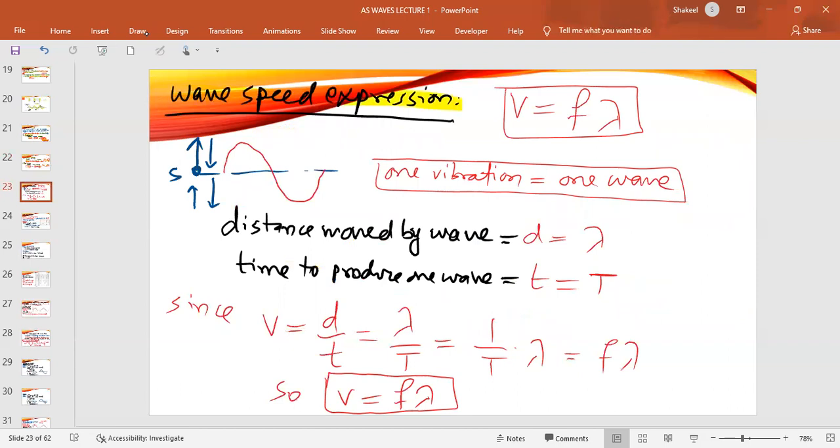Next is the wave speed expression, which is v = f λ. When the source completes one oscillation, one complete wave is produced. So one vibration makes one complete wave. The distance that one wave will travel is equal to lambda, because lambda is the wavelength of one wave. And the time to produce one wave is equal to capital T, the time period.